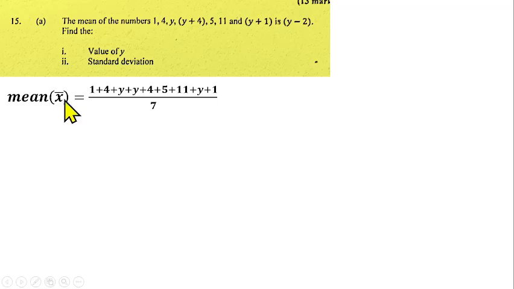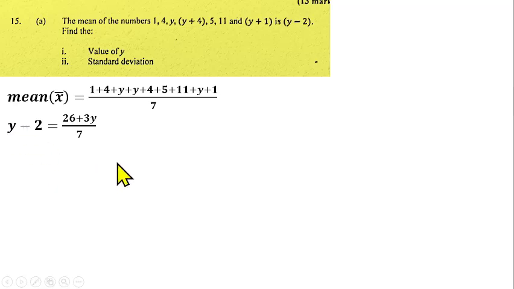So we know that the mean, which is x bar, is the sum of this data divided by the number of data. We have 1, 2, 3, 4, 5, 6, 7, so 7 data here, and the mean is y minus 2. So if you add those data together, we have this over 7 equals the mean, y minus 2. If you sum the like terms here, we have 1 plus 4 is 5, plus 4 is 9, plus 5 is 14, plus 11 is 25, plus 1 is 26. So we have 26, and y plus y plus y gives us 3y, over 7 equals y minus 2.